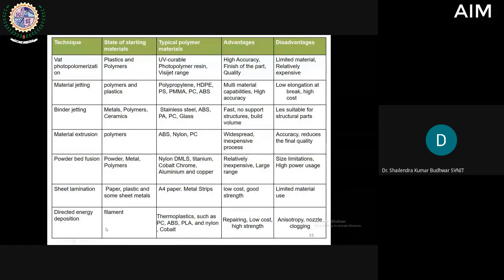Directed energy deposition is mainly used for filament type of material, thermoplastics such as PC, ABS, PLA, nylon, cobalt. So it is mainly used for repairing work. It has low cost and that part has high strength, but there is an anisotropy and nozzle clogging problems are there.